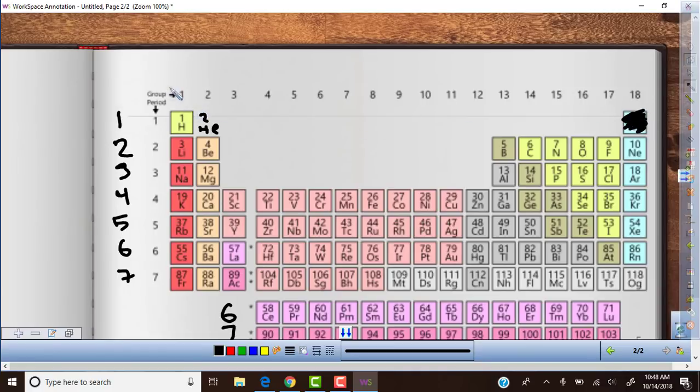All right, so the first 2 rows here, this is known as the s orbital, and if you remember from our previous video, we talked about how s sublevel orbitals are shaped like spheres. Each has one orientation.